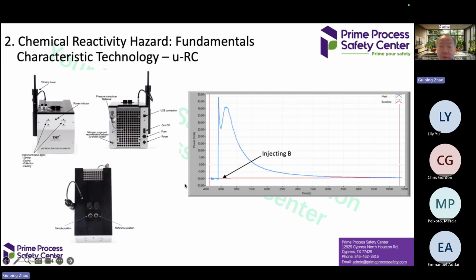In this test, for example, the vertical axis tells us the power and the horizontal axis tells us the time. This runs at a constant temperature, so it is an isothermal test. You can see that when we inject the active chemical in, the reaction occurs immediately and you can see the heat release. By integrating this area, we can get the energy released from the intended reaction.